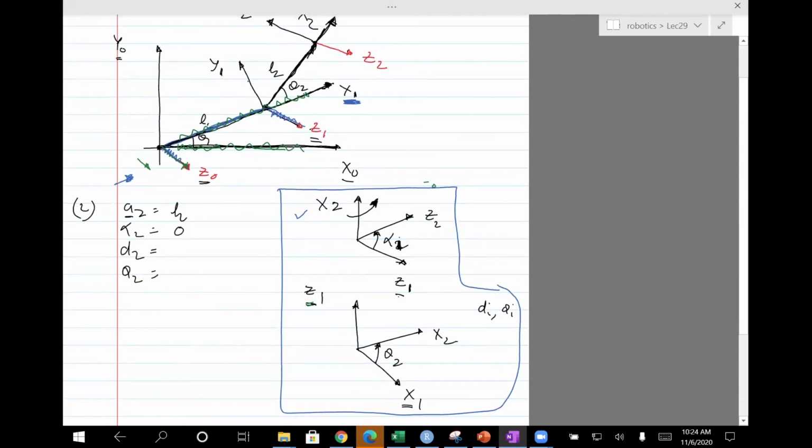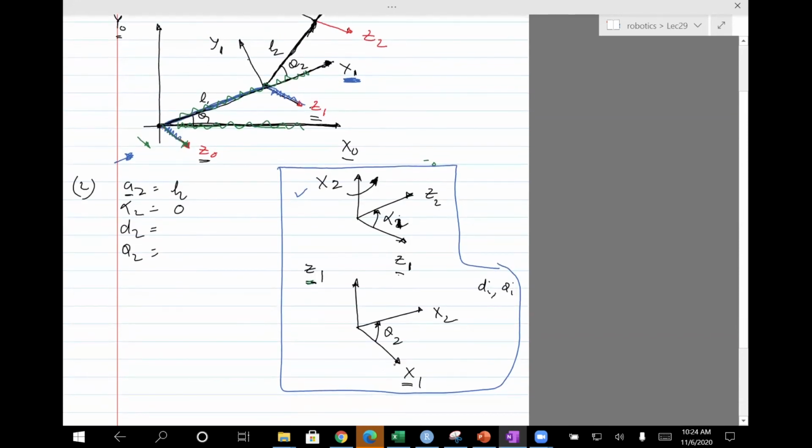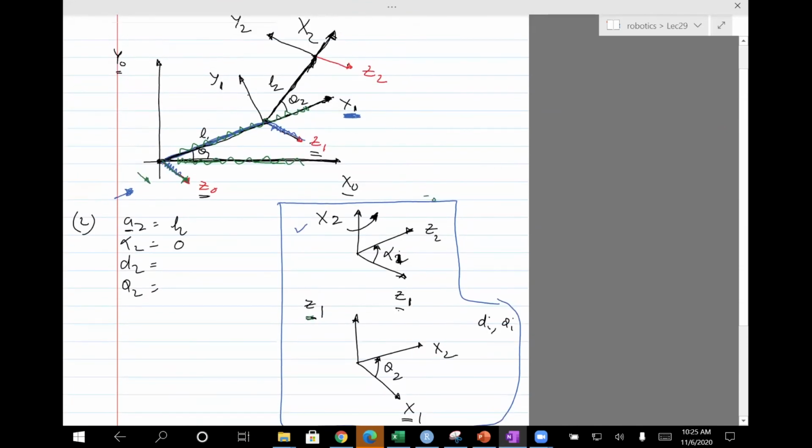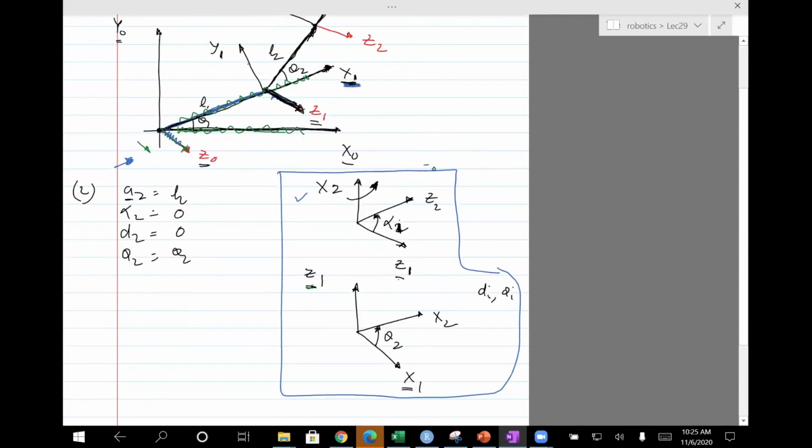We have to find the distance between x1 and x2 measured along z1. So z1 is this way. Since those two axes, x1 and x2, intersect, that distance is going to be 0. And finally, we need to find the angle between x1 and x2 as measured along z1. So you can see that it's simply theta 2. So that basically is the second line of the DH table.